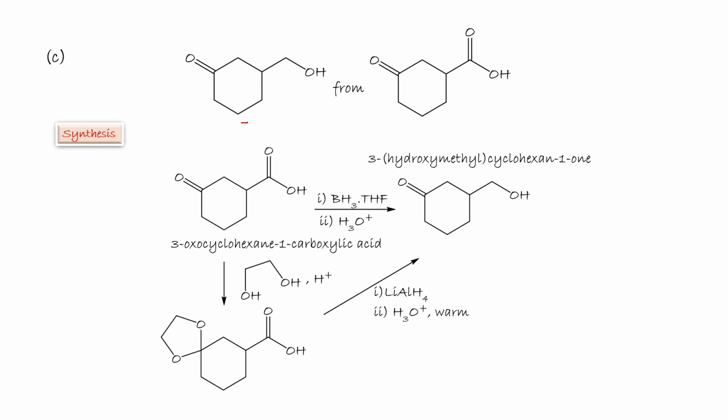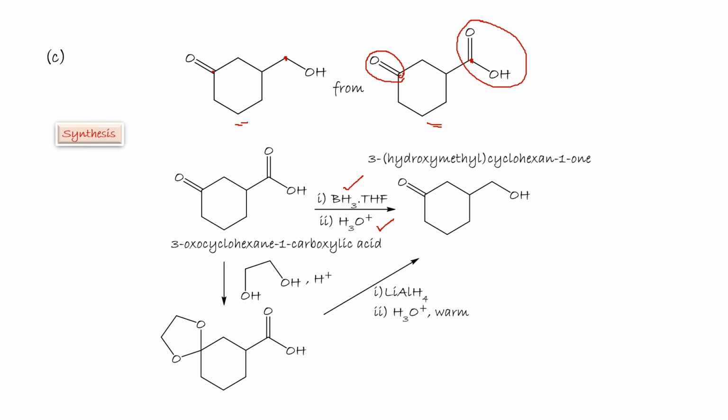How can we get this compound from 3-hydroxymethyl cyclohexan-1-one? Well, we have here carbonyl ketone and we have carboxylic acid, and what we want is only reducing this carbon to alcohol and keeping ketone intact. To do that, we use borane, then followed by hydrolysis.